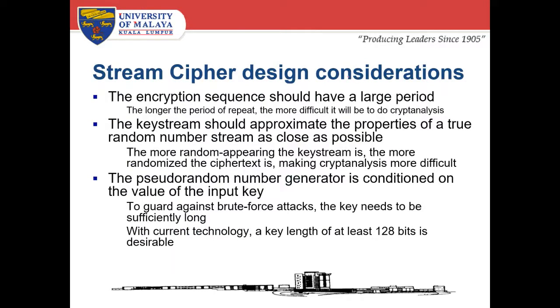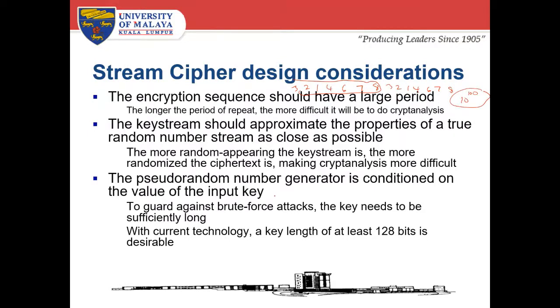So, stream cipher design considerations. The encryption sequence should have a large period. The longer the period of repeat, the more difficult it will be to do cryptanalysis. The period means, let's say we have a key like 3 2 1 4 6 7 8, and then it repeats 3 2 1 4 6 7 8. So this is the period. After 8, it will repeat 3 2 1 4 6 7 8, something like that. The longer the period, the more difficult it is for hackers to break the key. Usually the period is on the order of 10 to the power of 100.